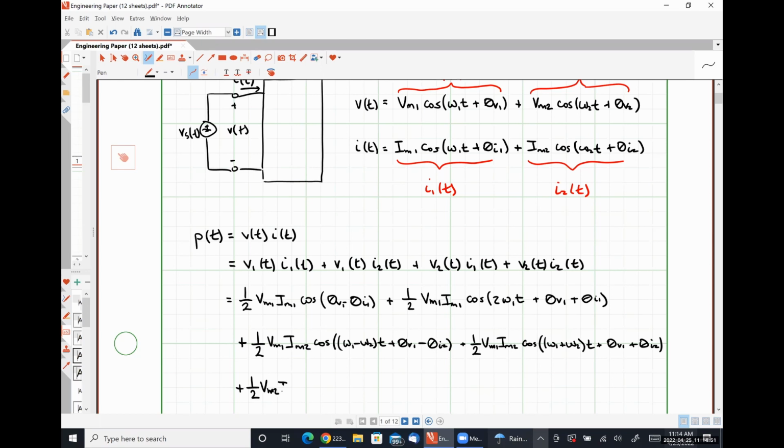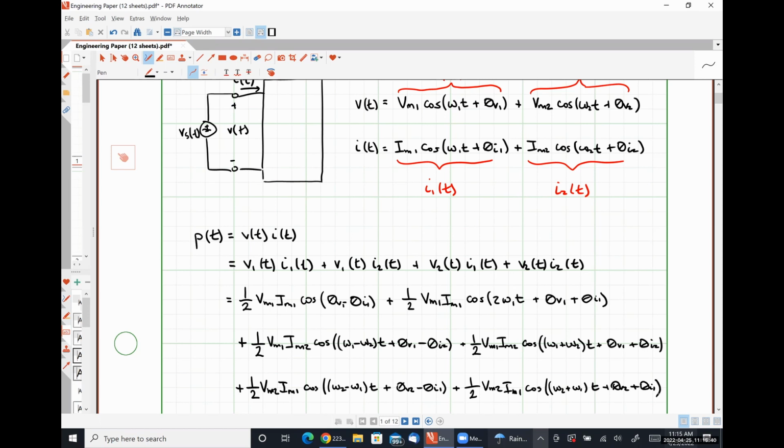So I'm going to have VM2 IM1 cosine(omega-2 minus omega-1)t plus theta V2 minus theta I1, plus 1/2 VM2 IM1 cosine(omega-2 plus omega-1)t plus theta V2 plus theta I1.